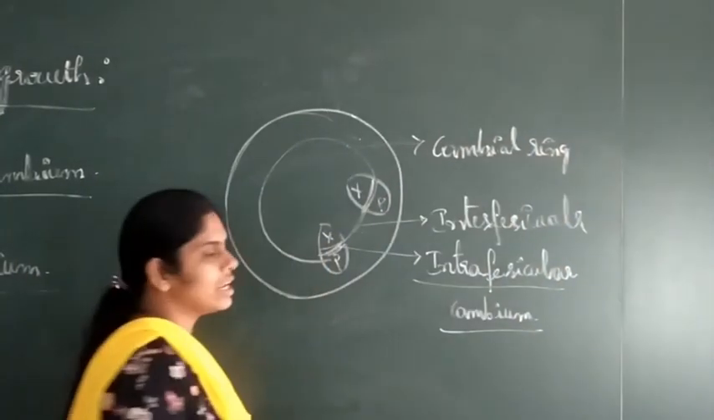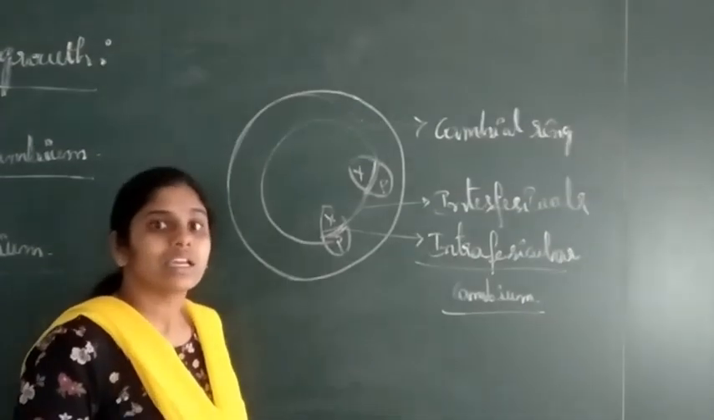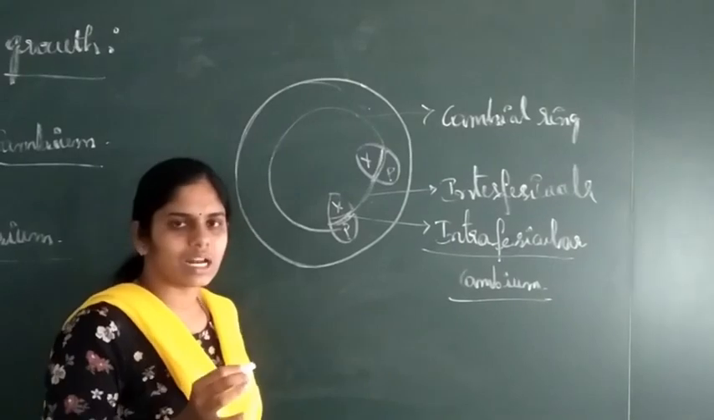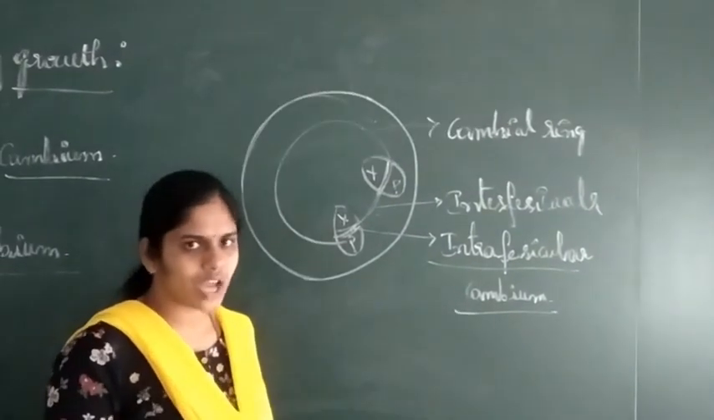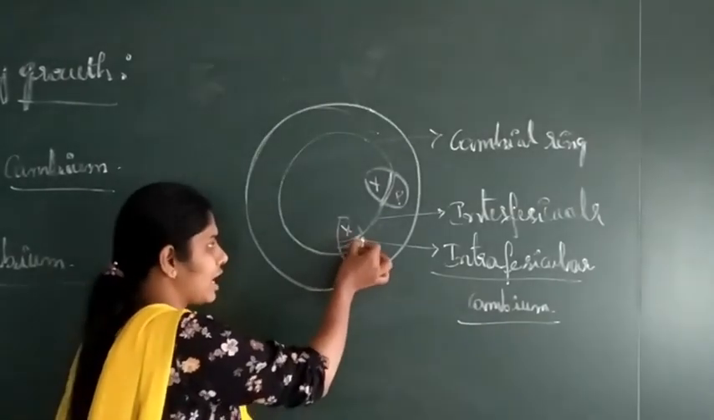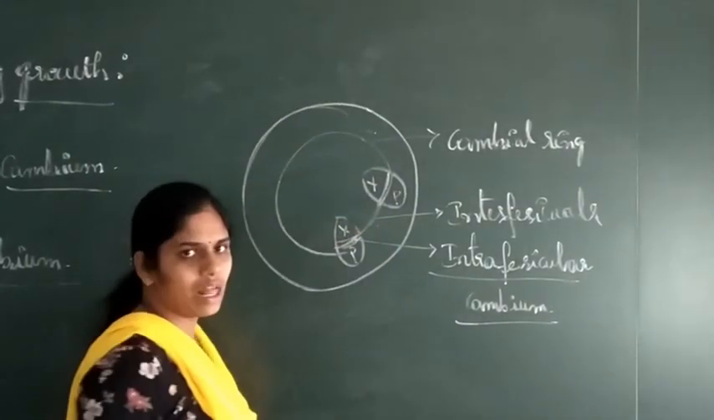It forms a ring-like structure. It is called a cambium ring. Secondary growth: in secondary growth, there are two types of cambium, vascular cambium and cork cambium. First, there is the vascular cambium. It is the cambium which occurs between the xylem and the phloem.